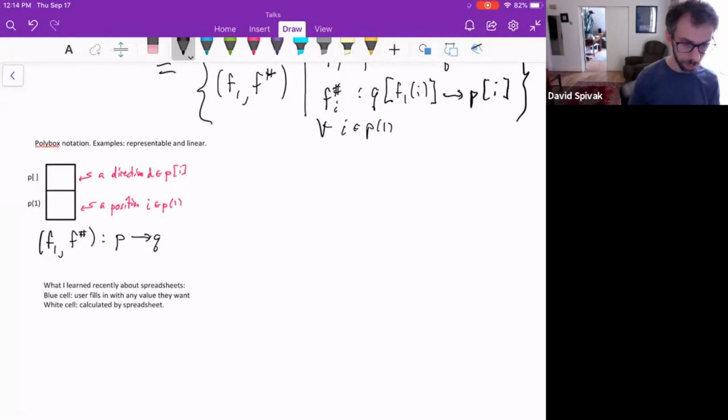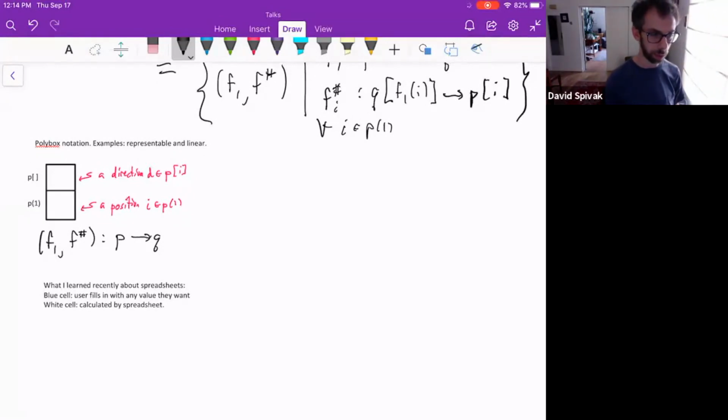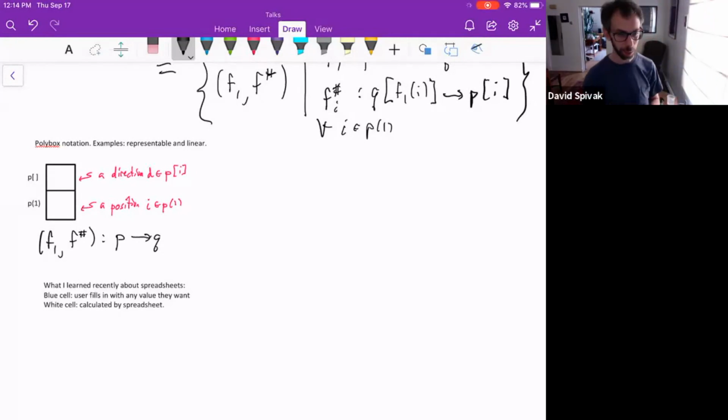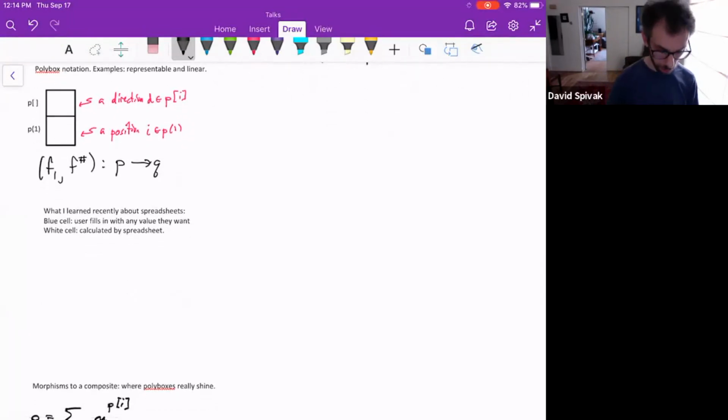And I've been starting this institute called Topos Institute, and I've been dealing with a lot of spreadsheets recently. And one thing I learned about spreadsheets is that they have blue cells and white cells when you have a real good admin person. And the blue cells are things that the user fills in with any value they want. And a white cell is a cell that's calculated by the spreadsheet. So the spreadsheet designer makes formulas in all the white cells.